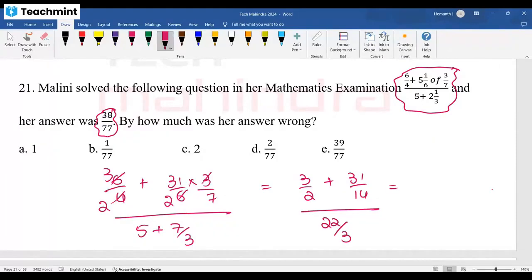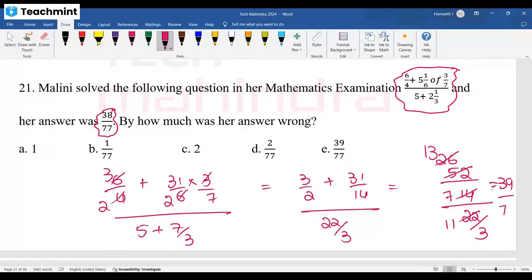Here if we take LCM 14, 3 into 7, 21. 21 plus 31, 52 divided by 22 divided by 3. This is 2 7 times, 2 26 times. This is 11 times, 13 times. 13 into 3, 39. 7 into 11, 77. See, this should be the correct answer. Correct answer. See the question, such a good question, right? So you want to get the answer 13 out of 7, 39 out of 77.